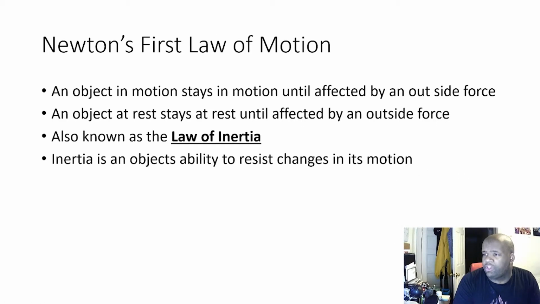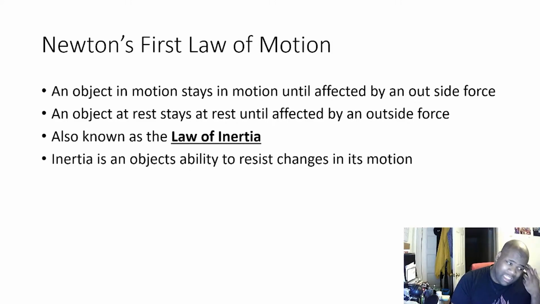So let's go to the first law of motion. Newton's first law of motion states that an object in motion stays in motion until affected by an outside force. An object at rest will stay at rest until affected by an outside force. Here's what this means. If there's no force acting on an object and it is moving, it will continue to move. And if there's no force acting on an object and it's not moving, it will continue to not move. This is actually known as the law of inertia.